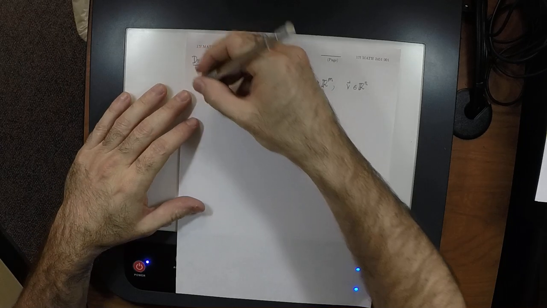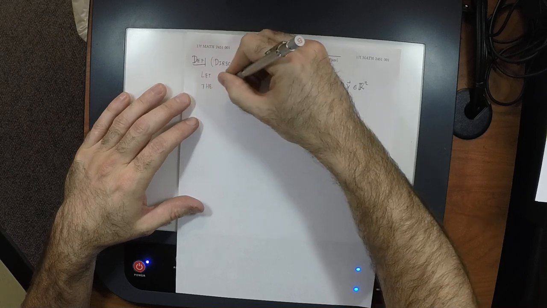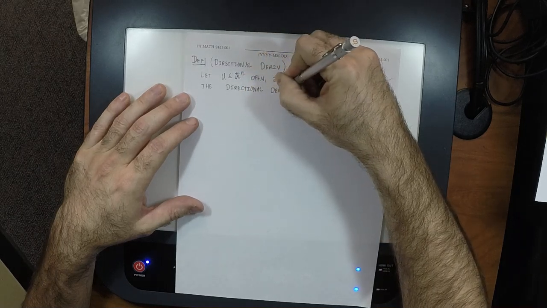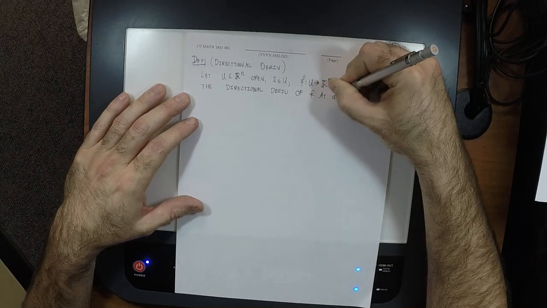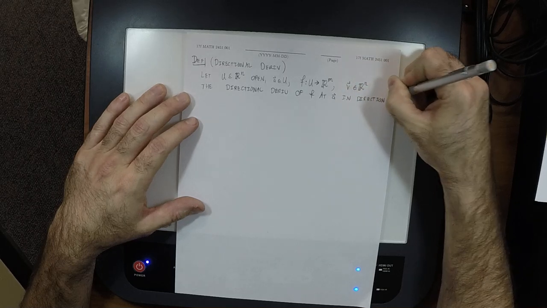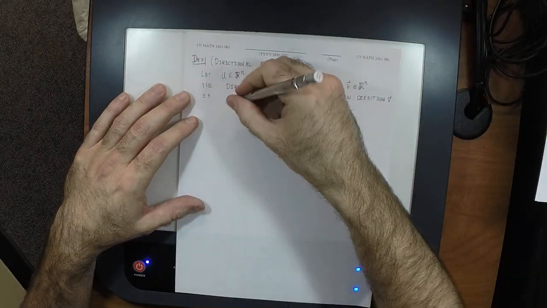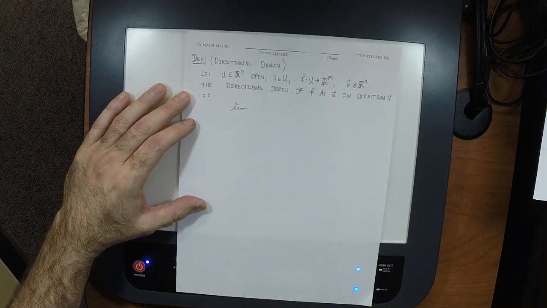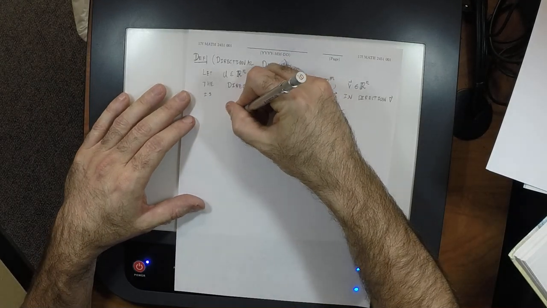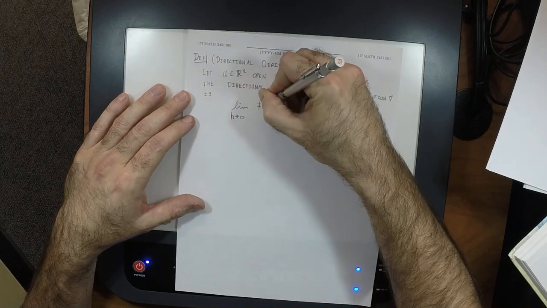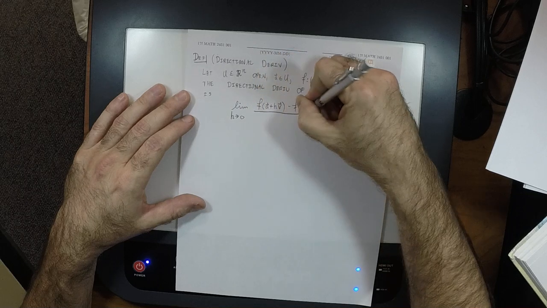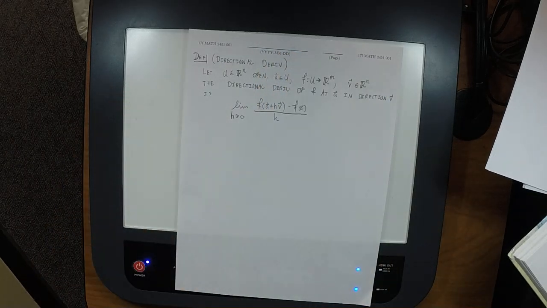So the directional derivative of f at A in direction v is the limit as h goes to 0 of f of a plus hv minus f of a, over h, if this limit exists. Let's make sure I agree with the book here; the book uses h.